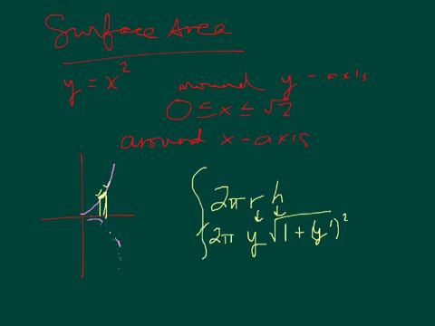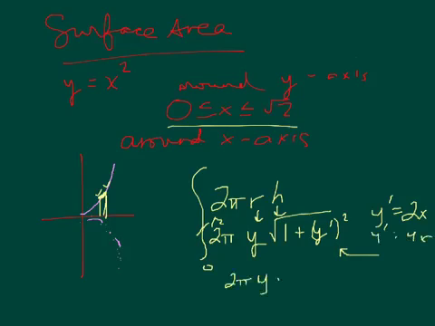If that were the case, you'd have a problem because, first of all, your boundaries would be in terms of x's, and you can't have x boundaries and plug them in for y. The other problem is that when you take the derivative of y, you get it in terms of x's, and when you square it, you get 4x squared. So you would end up with 2 pi y times the square root of 1 plus 4x squared. You're mixing variables here, and that's yucky.